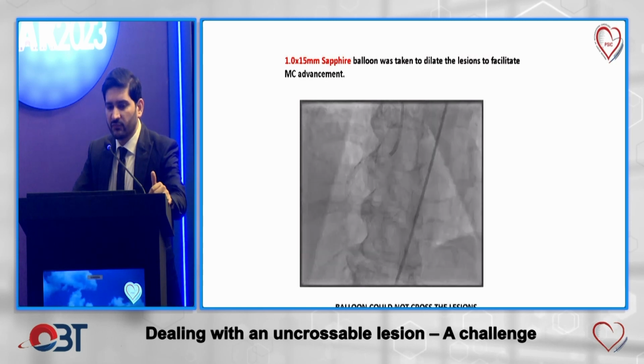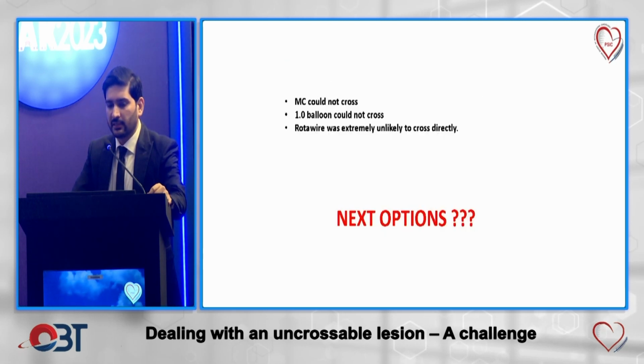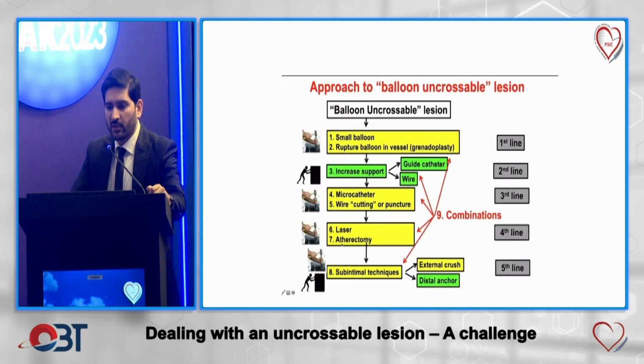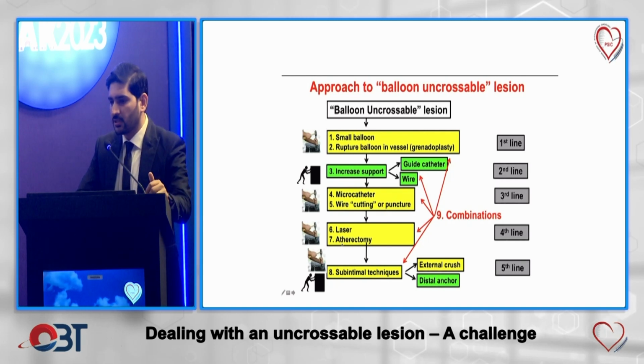We took a 1.0 x 15 mm Sapphire balloon to dilate the lesion to facilitate the microcatheter advancement, but the balloon couldn't cross the lesion. So the microcatheter couldn't cross, the 1.0 balloon couldn't cross, and the rota wire was extremely unlikely to cross directly. So what are the next options? I'm sharing the algorithm to approach the balloon uncrossable lesion.